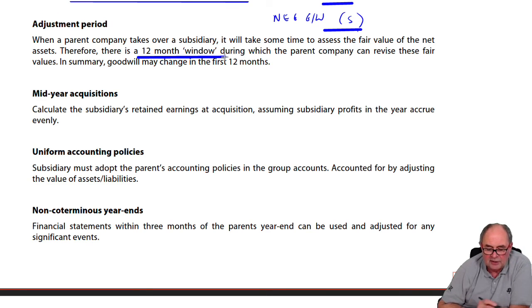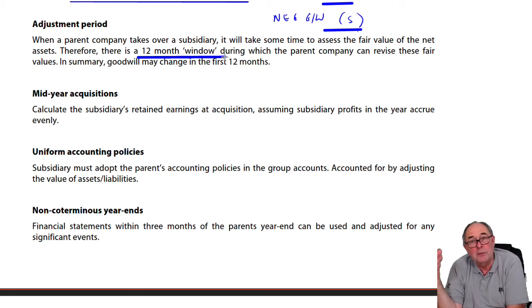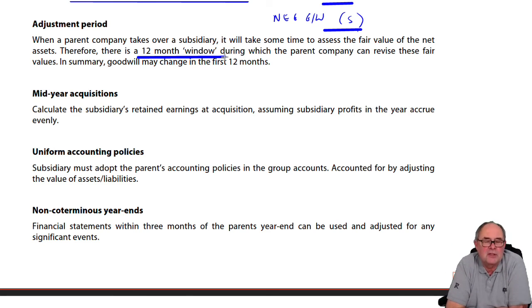So here's a scary thought. Can goodwill change in the first 12 months? Yes. Do we worry about that? No, it's fine. It may well change in the first 12 months. It happens because you're taking 12 months to assess what the fair values are. So when you look at the fair value adjustments the examiner sets, sometimes one of them you'll say, well, this is reached after the acquisition date. If it's within 12 months, we'd use the new valuation. It takes time to find out what you've bought.